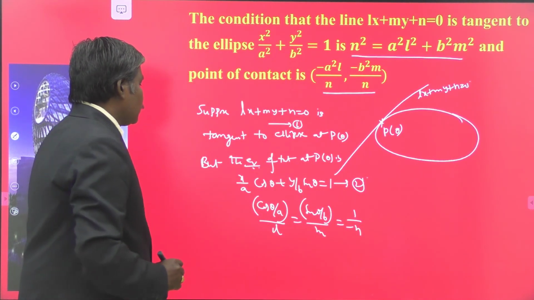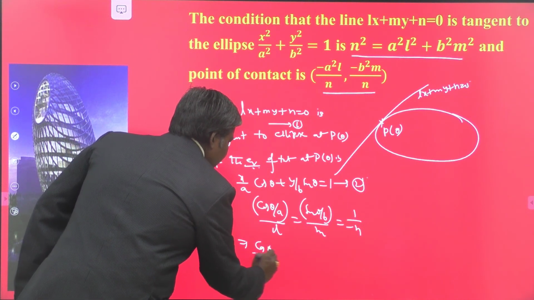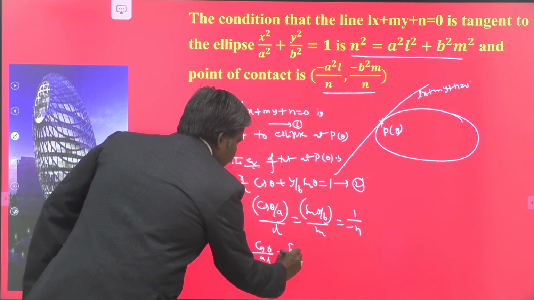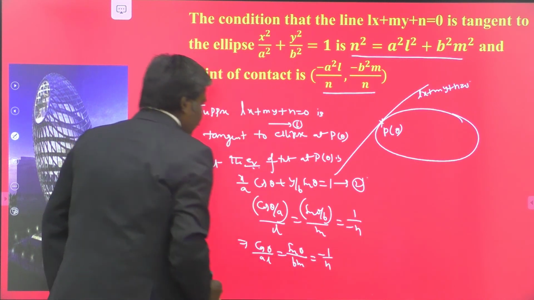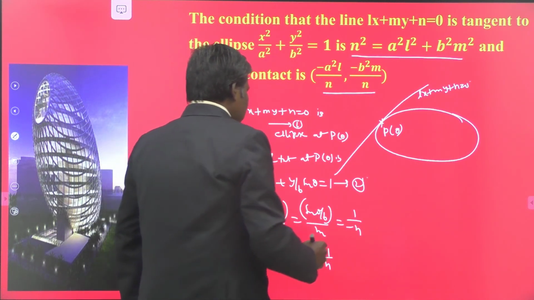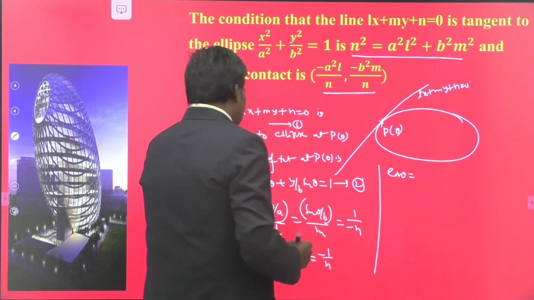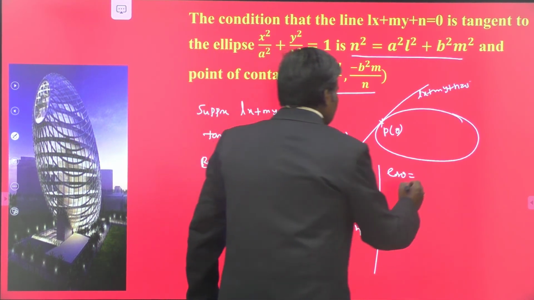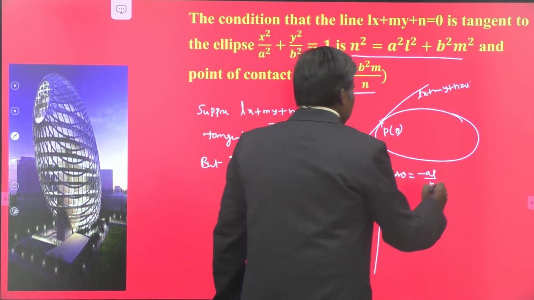Am I correct or not? So cos θ/(al) = sin θ/(bm) = -1/n. From that, what is cos θ? cos θ = -al/n, and sin θ = -bm/n.